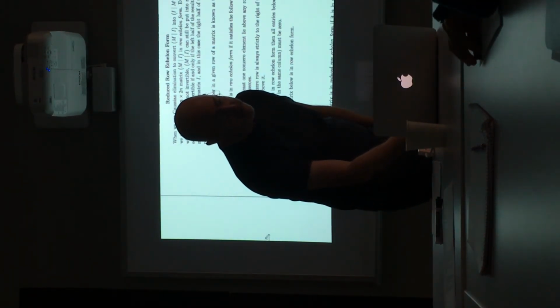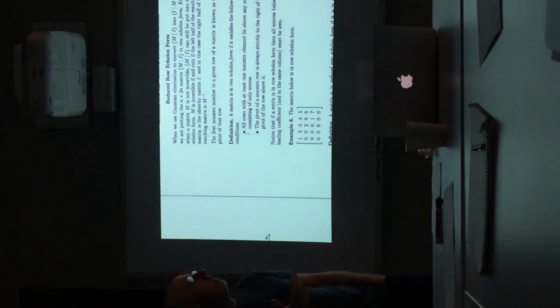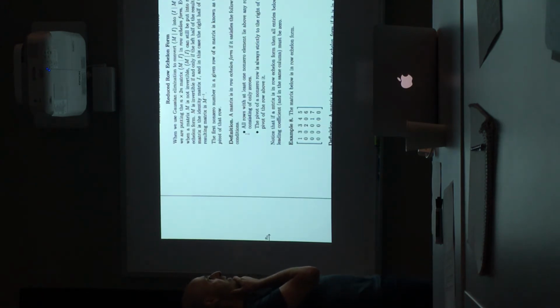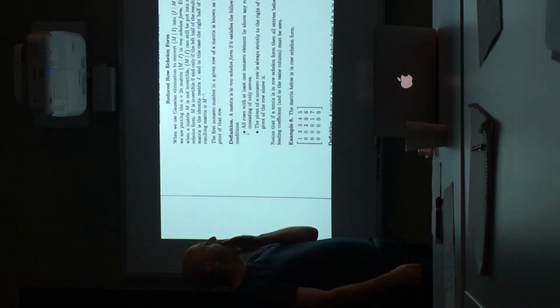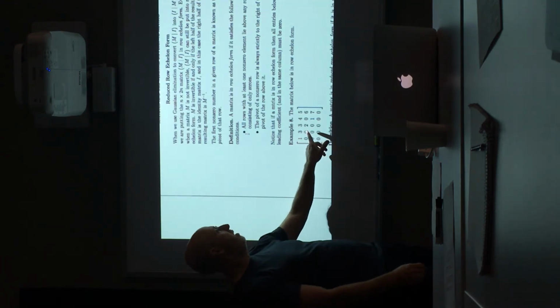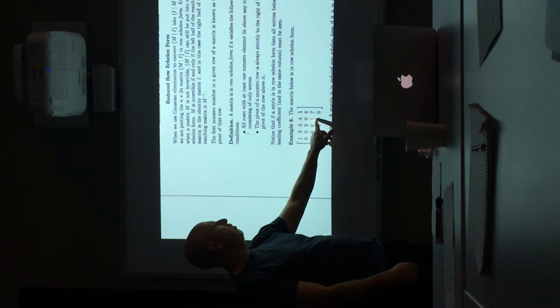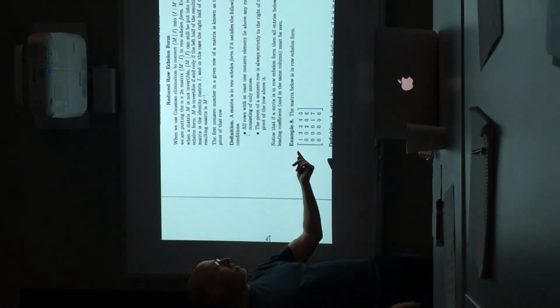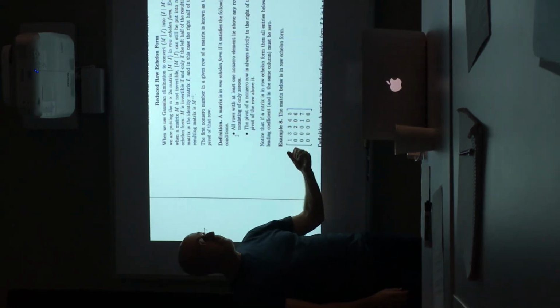So I want to talk about 2 more things. One is reduced row echelon form. So what is reduced row echelon form? Well, first, row echelon form. These numbers 1 and then 2 and then 1 are sometimes called pivots. They're just the first non-zero entries in any given row.